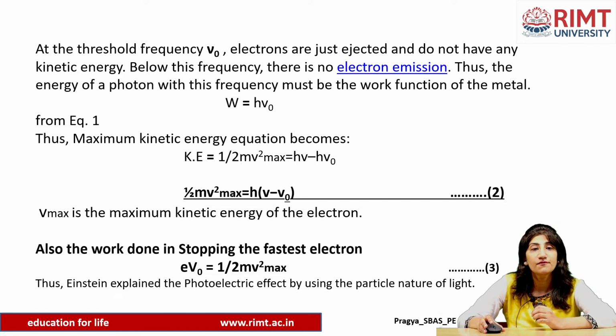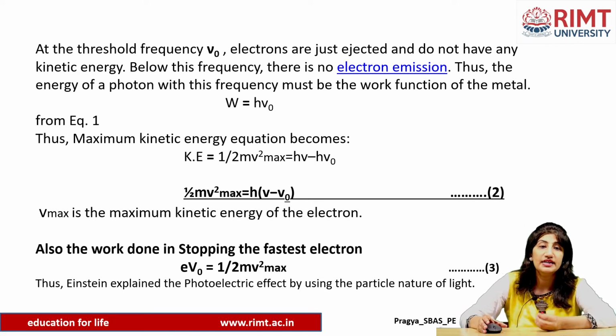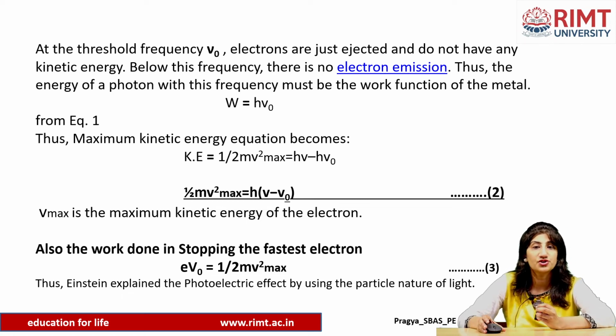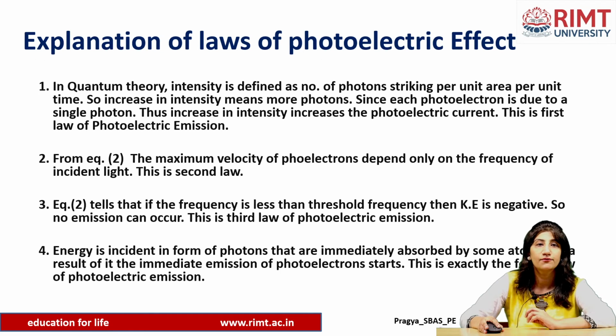Now, also the work done in stopping the fastest electron: we found out that there is a stopping potential which is just sufficient to stop the fastest electron, and it can only stop the electron if its energy is equal to the maximum kinetic energy. So, e V naught is equal to half m v max square. So, equations 2 and 3 are the fundamental Einstein's equations for the photoelectric effect. Thus, Einstein explained the photoelectric effect by using the particle nature of light. So, this was all Einstein's explanation and calculation for the photoelectric effect.